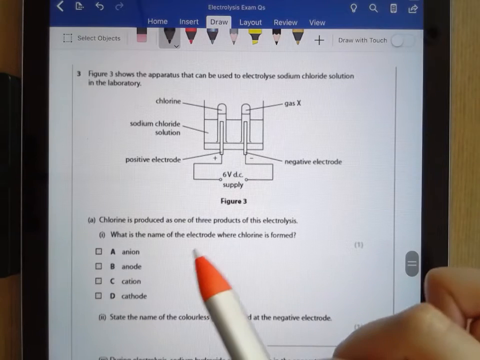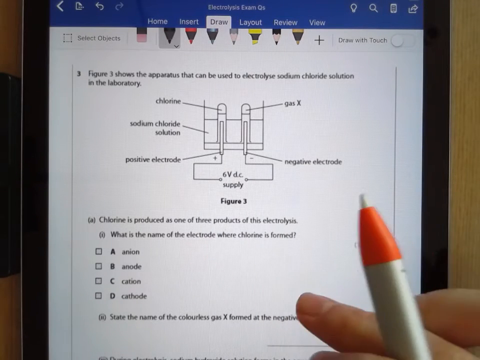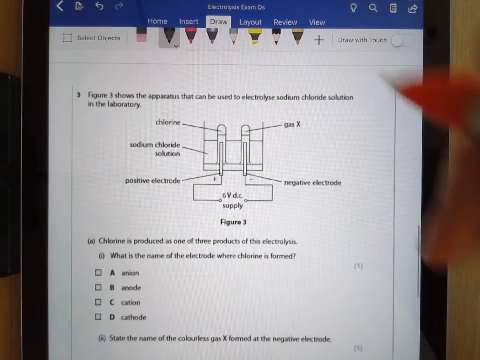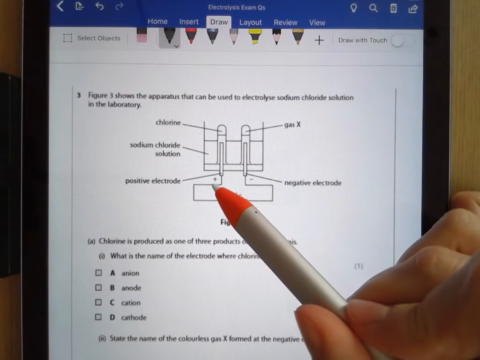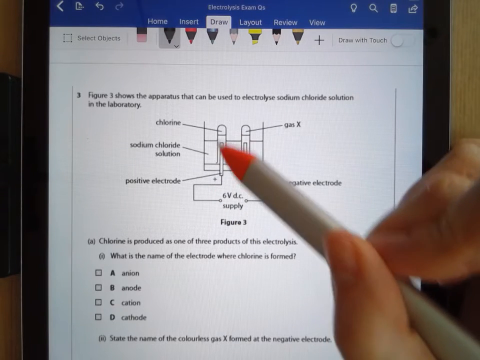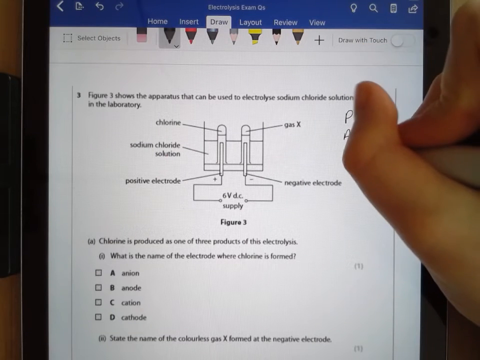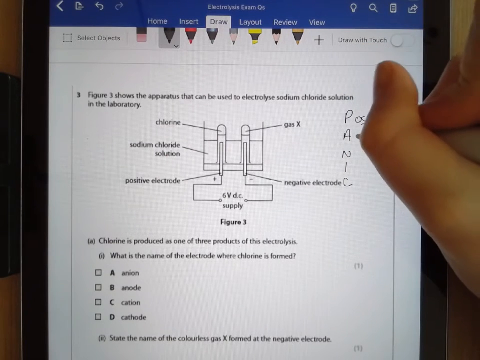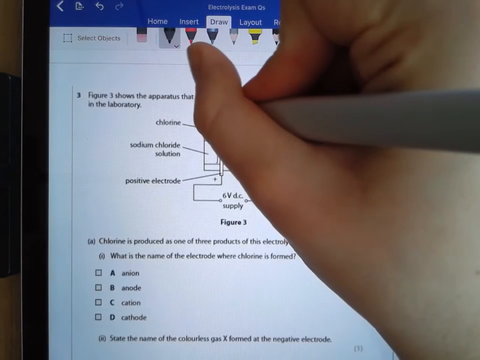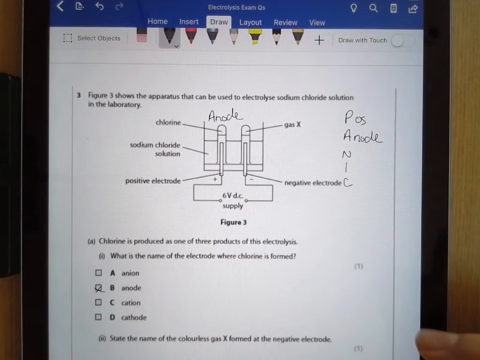The next one, chlorine is produced as one of these products. What is the name of the electrode where chlorine is formed? They've shown you here a positive electrode and a negative electrode, and they've shown you that chlorine is forming at the positive electrode. We remember PANIC, and we know that the positive one is called the anode. So this one here, where chlorine is forming, is the anode, which means my answer is B.